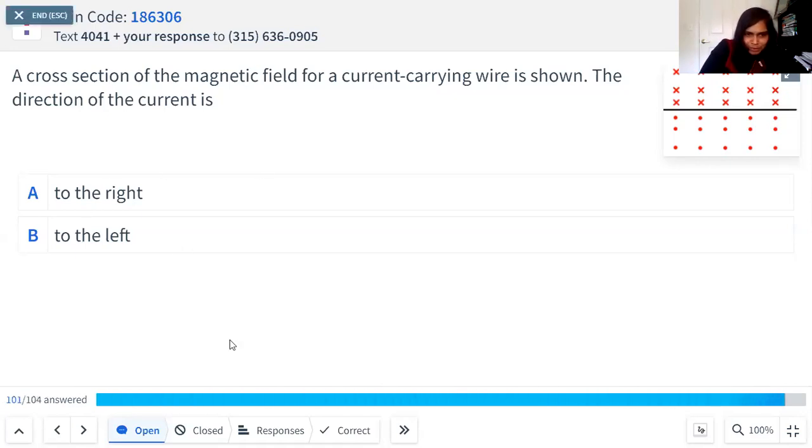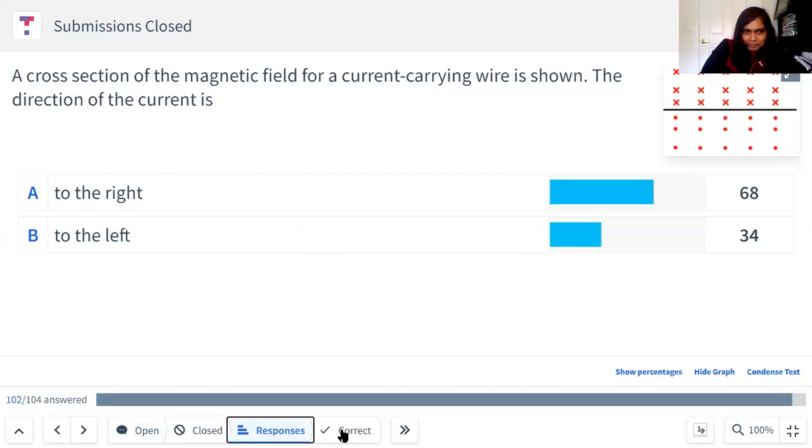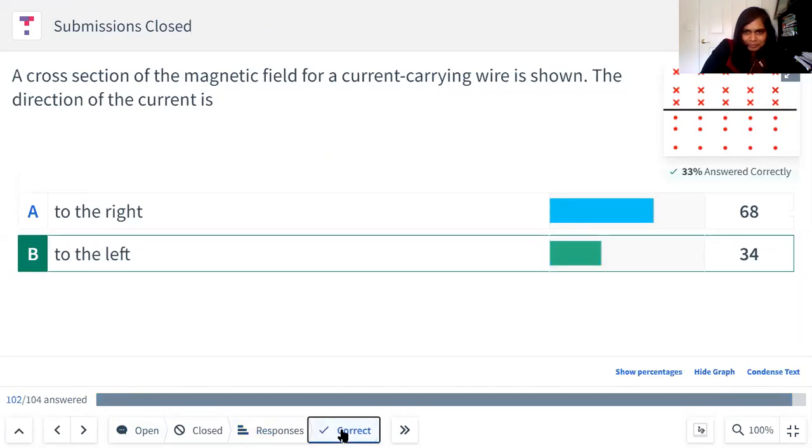Okay, I think most of you answered. Let's look at your answers. Again, it depends on how you're looking at it. I want you to look at the screen and think about it from there. I think you got the incorrect answer because you are not aligning your directions with the screen.